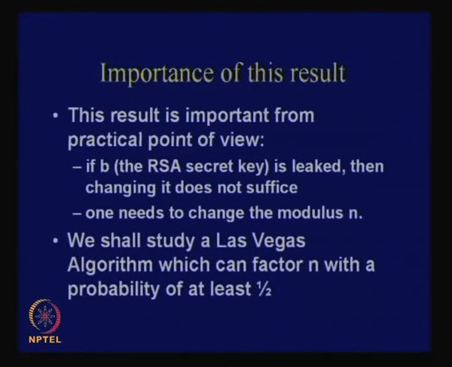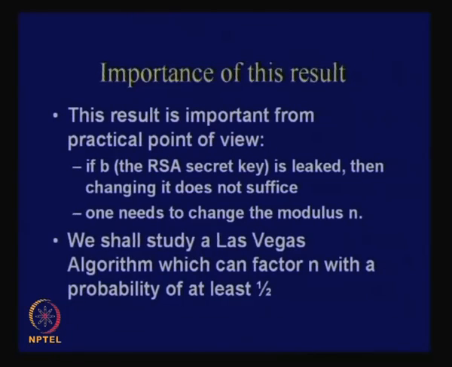So what is the importance of this result? It is also important from the practical point of view, because the idea is that if the value of b, the RSA secret key, is leaked, then one can factor the value of n with a reasonably high probability. That means that if b is leaked and I still want to use RSA for further communication, then it will not suffice to change the value of b only. You have to change the value of the modulus also, because the modulus is factored, and you know that there is no security of RSA if you know the values of p and q, if you know the factors.